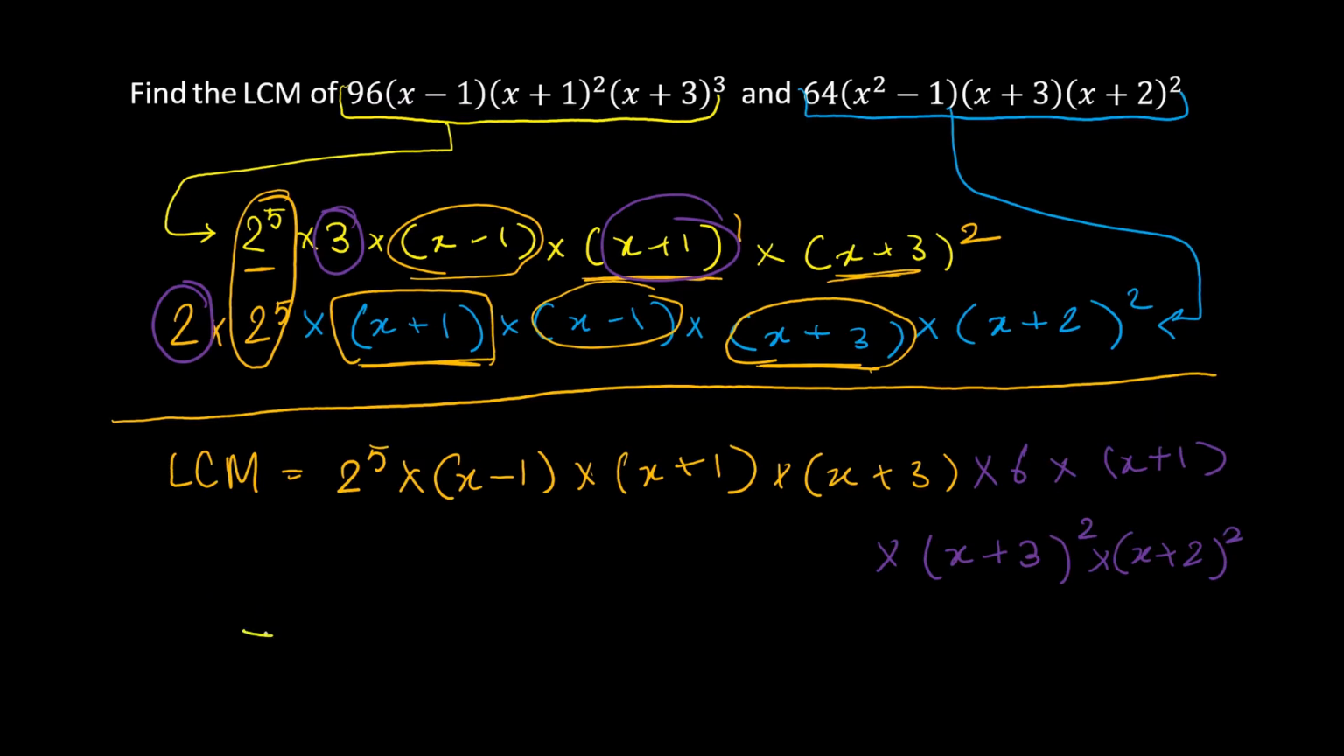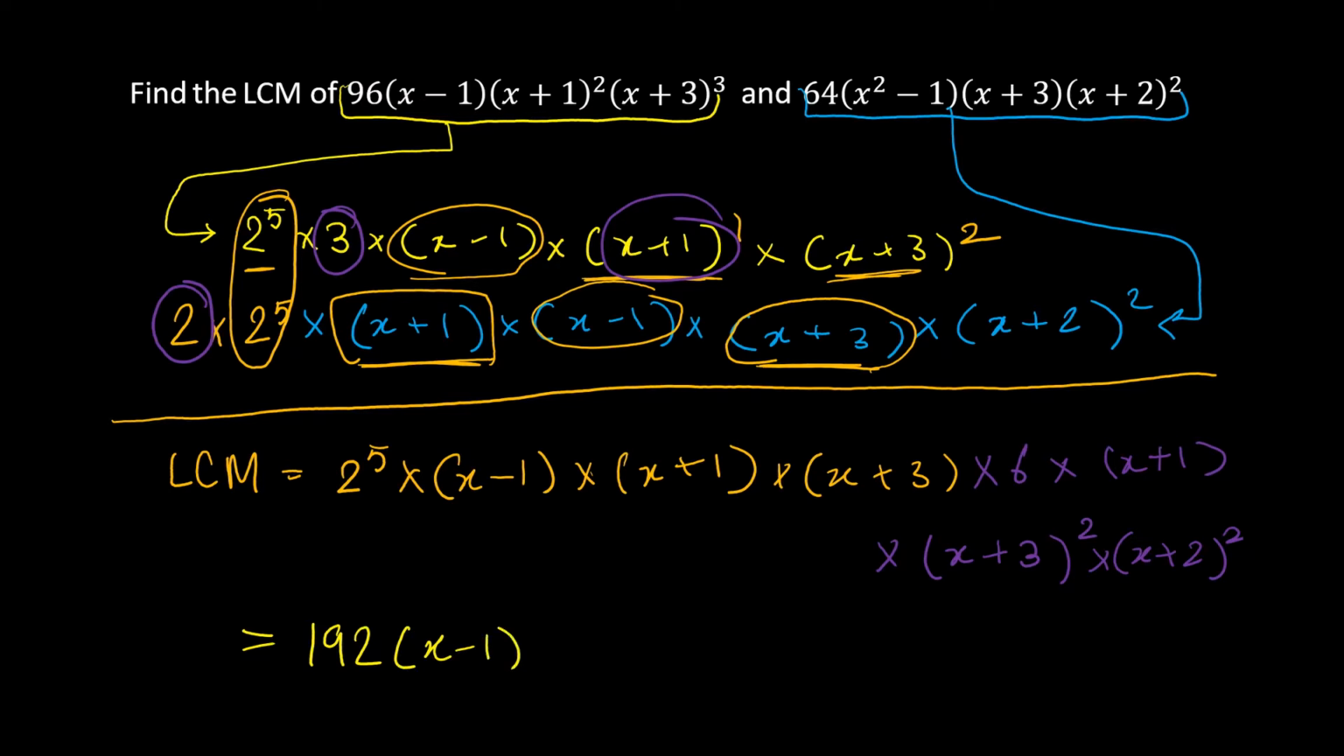So now it's going to become 2 power 5 is 32, and 32 6s are 192. Yeah, it's 192. Then I have x minus 1. I'll not write into, I'll write it directly, x minus 1.